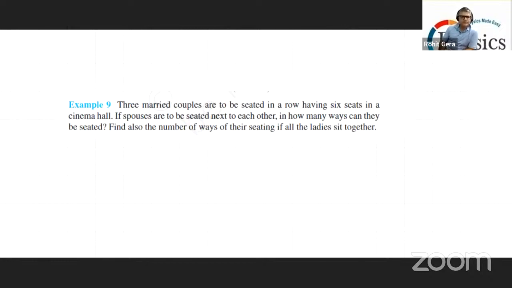So 3 married couples are to be seated in a row having 6 seats. Okay. Again, the spouses are a one unit bundle. So 3 bundles are available, and between them they have 3 factorial. So 3 factorial into 2 factorial into 2 factorial into 2 factorial.